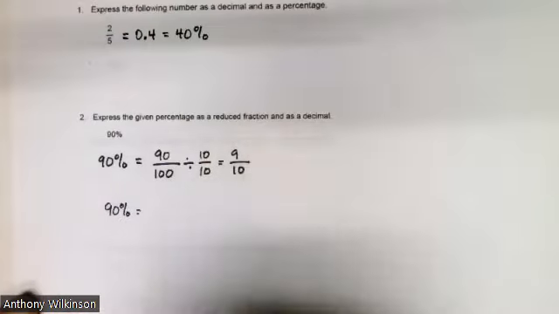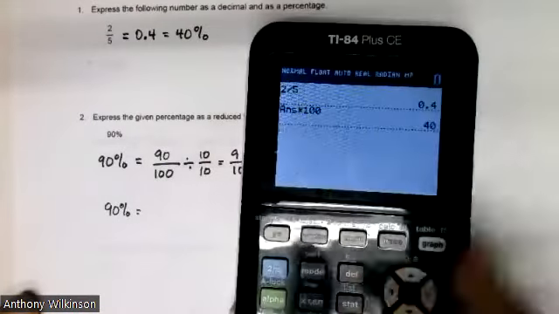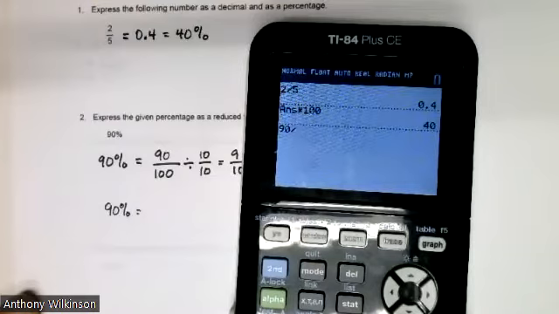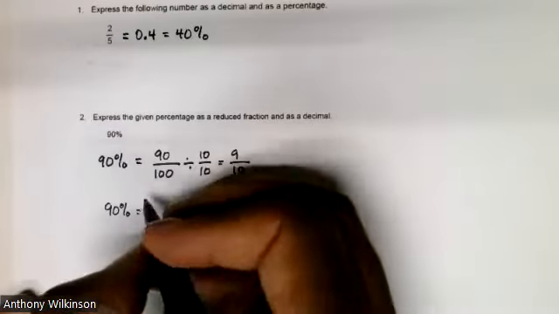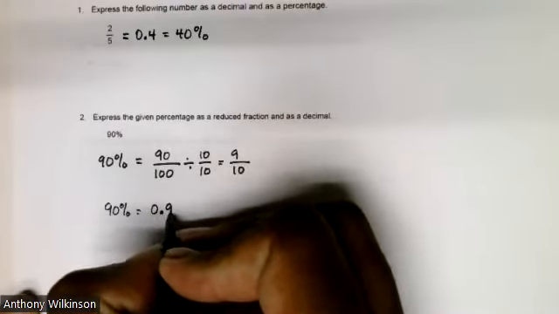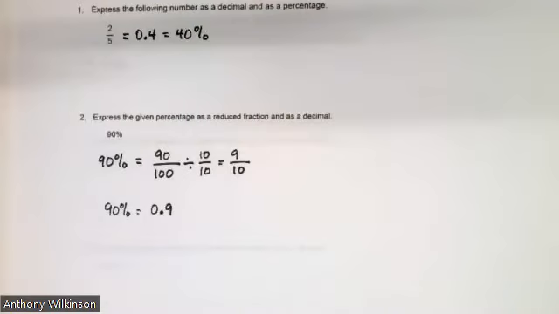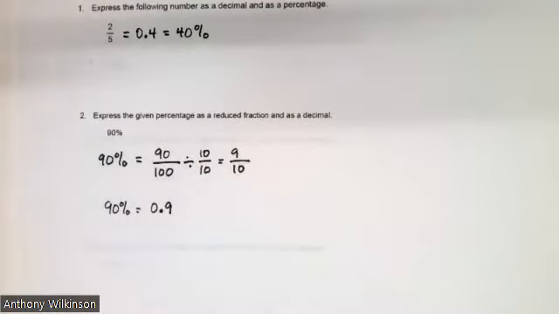And also 90% as a decimal. Well, if I take that 90 and divide that by 100, that would be 0.9. Because I'm changing the percent to a decimal, I can simply divide this 90 by 100.